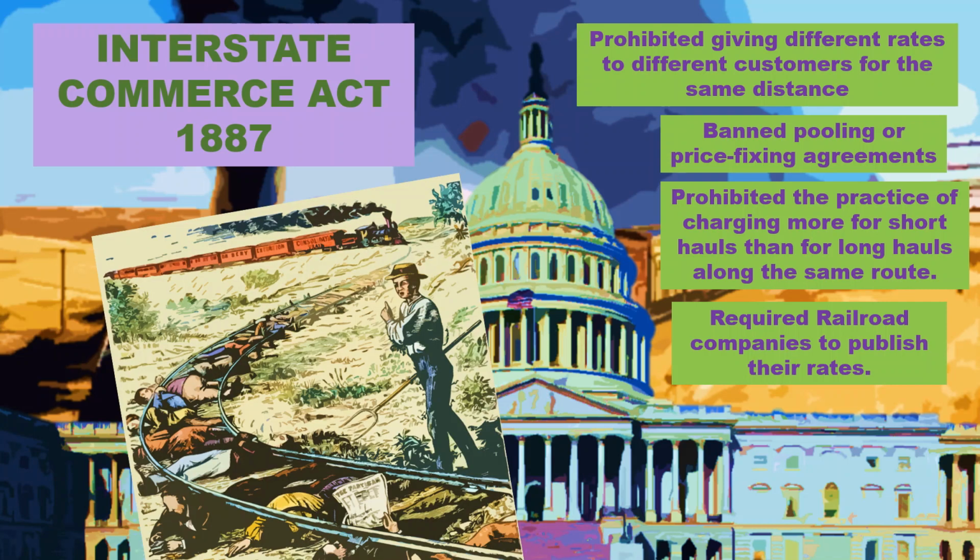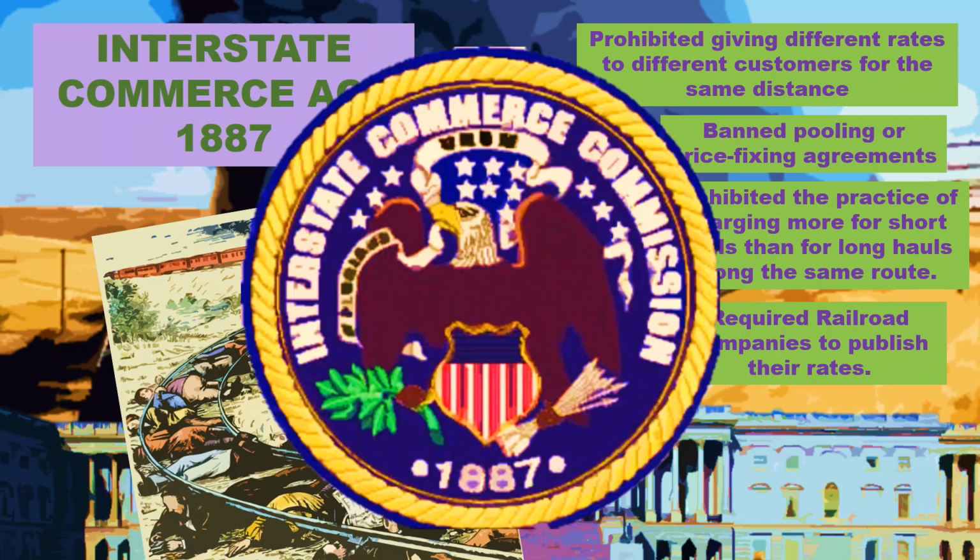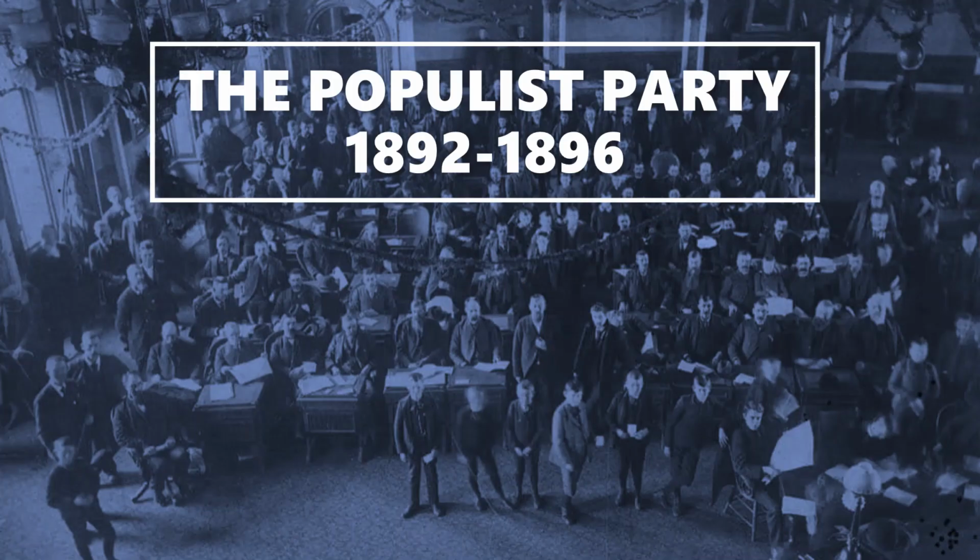Farmers had generally seen railroad companies as abusive intermediaries, and government regulation in the railroad industry was a big victory. Additionally, Congress set up the Interstate Commerce Commission as the federal agency to regulate all trading among states and railroad companies. The Populist Party, 1892 to 1896.